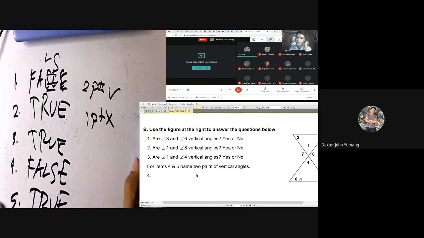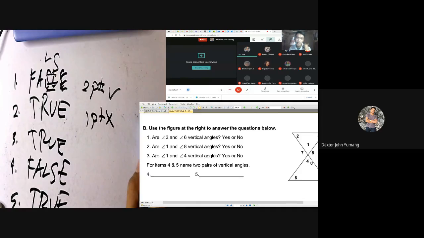Okay, just select yes or no. Then do not reveal the answer. Next, are angle 1 and angle 8 vertical? When you say vertical, magka-opposite. Yes or no? Are angle 1 and angle 4 vertical? Magka-opposite ba daw si 1 and 4? Okay, yes or no?